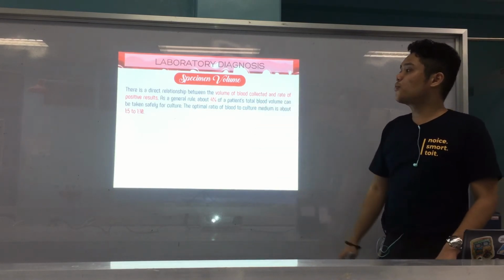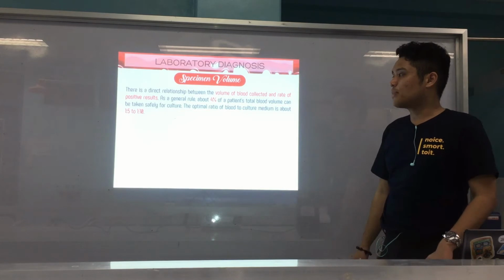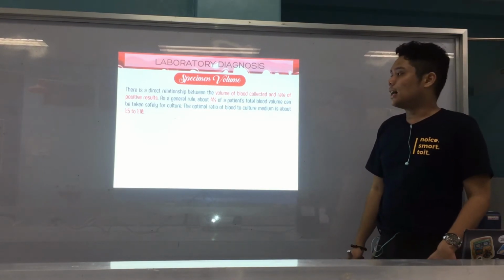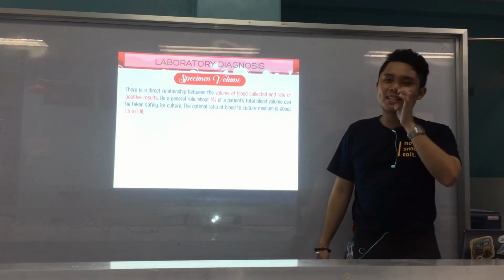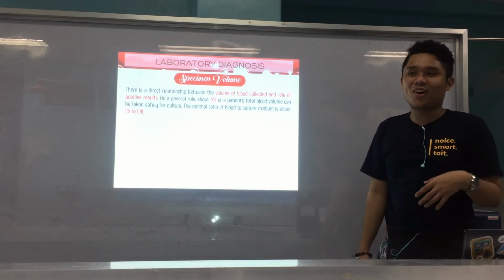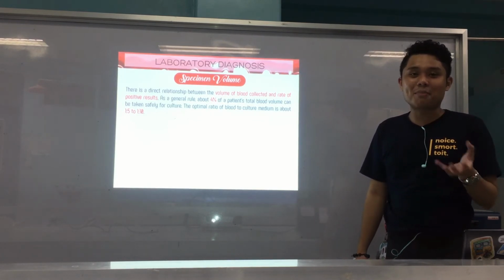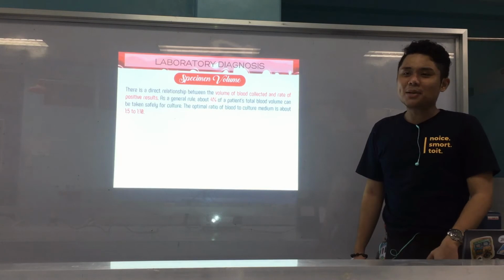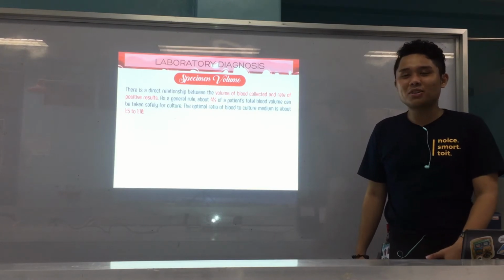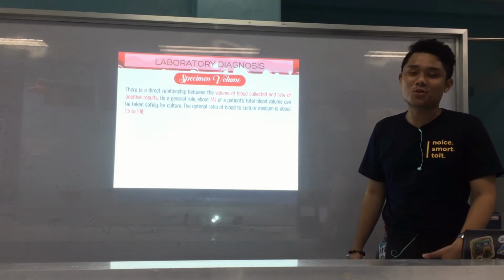So as a general rule, 4% of a patient's total blood volume can be taken safely for culture. In your internship, you'll experience patients or watchers, the companions, who say, "Uy, sige na lang, kuha ka ng dugo sa pasyente ko, hindi ba mauubusan ng dugo?"